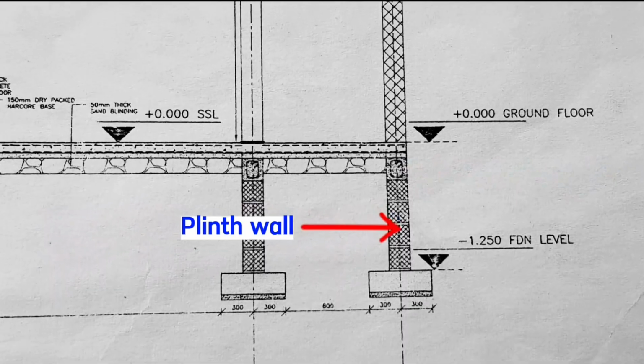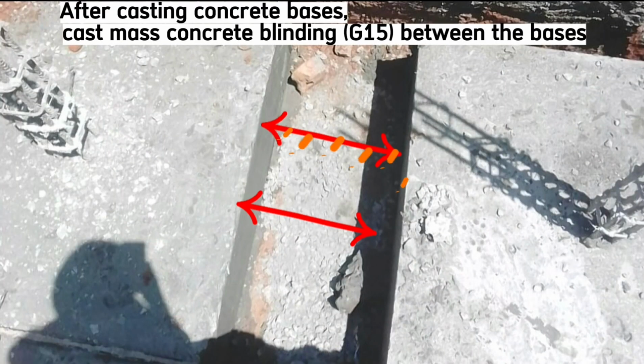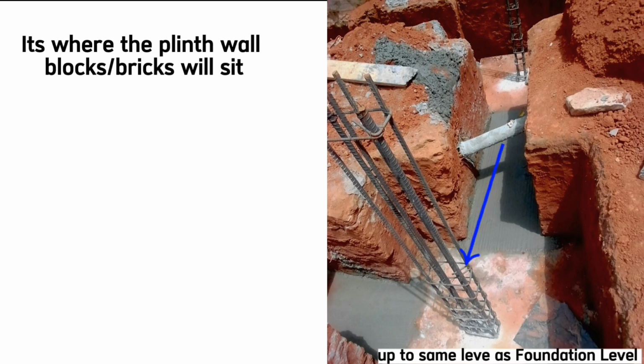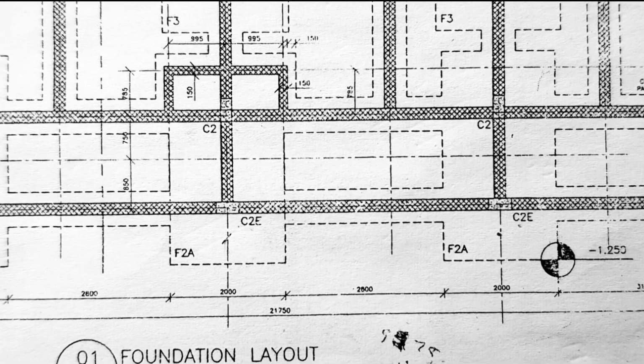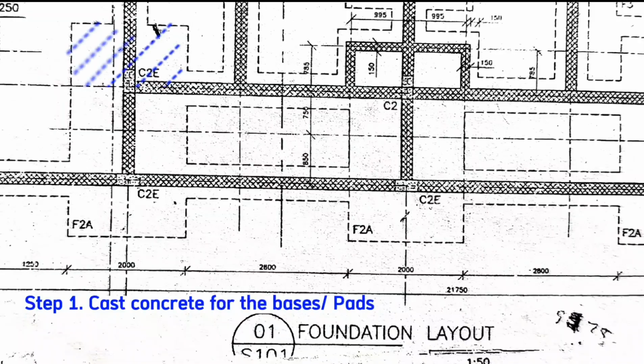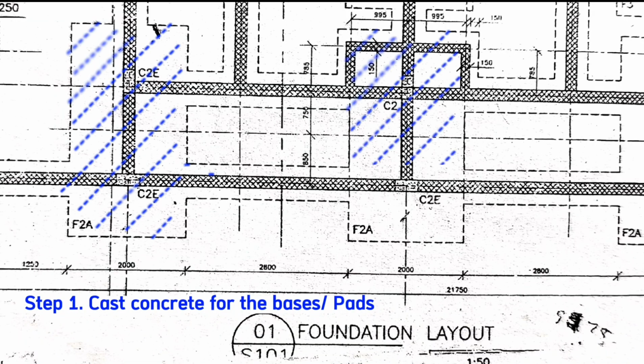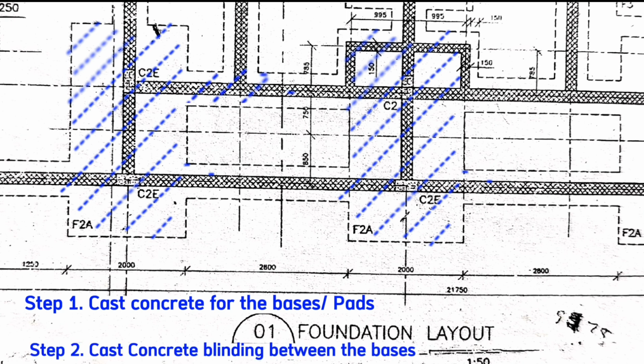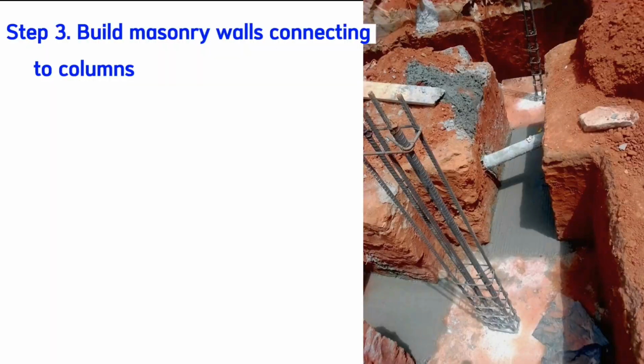After casting concrete for these bases, you cast mass concrete in between these bases here. This concrete will be on the same level as the bases like this. So this is the foundation layout. After casting concrete for pad F2A here and also pad F2A here like this, we also cast concrete blinding for this area between this base and this base like this. Then this is where we build the walls.